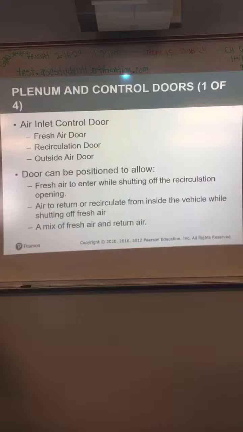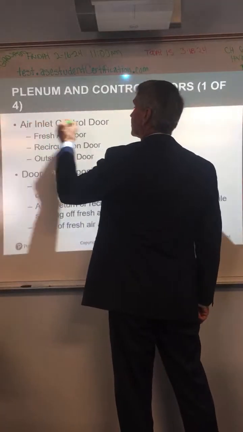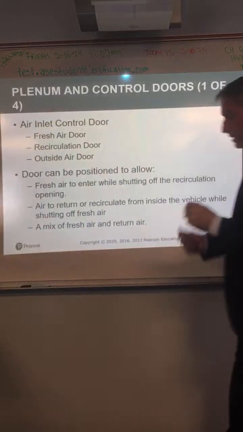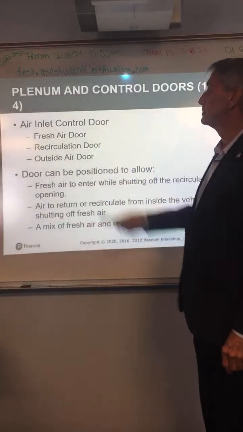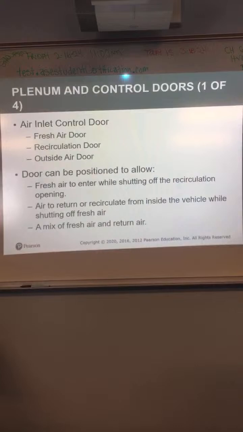All right. Your air inlet door, fresh air door, recirc door, outside air door. These are just all names for the same thing. For some reason, not every manufacturer calls it the same thing, but it is all the same thing. The air inlet door can be positioned to allow fresh air to enter while shutting off the recirculation opening. It could have air return to recirculate from the inside of the vehicle while shutting off the fresh air, or a mix of both.